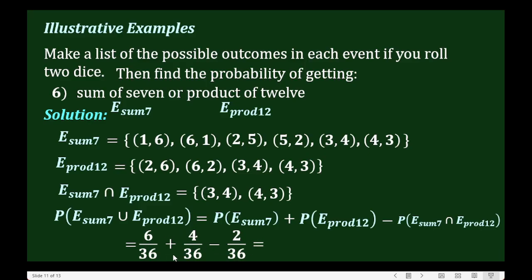So if we simplify this expression, 6 plus 4 minus 2 will give us 8 over 36. Then we cancel the greatest common factor of 8 and 36, which is 4. We're going to cancel their GCF. This fraction will be reduced to 2 over 9, which is our answer.